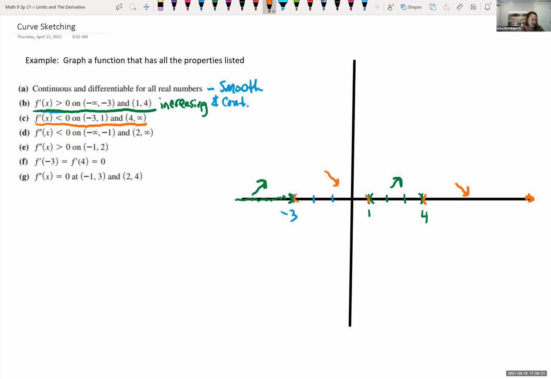Okay, so now we're getting into concavity. Second derivative tells us if it's concave up or concave down. D says that our double derivative is less than 0 from negative infinity to -1 and 2 to infinity. So this is telling me that if it's less than 0, we talked about the kind of parabola shape, depending on if it's increasing or decreasing, but it's facing downwards. And this is, where did it say? -1, negative infinity to -1.